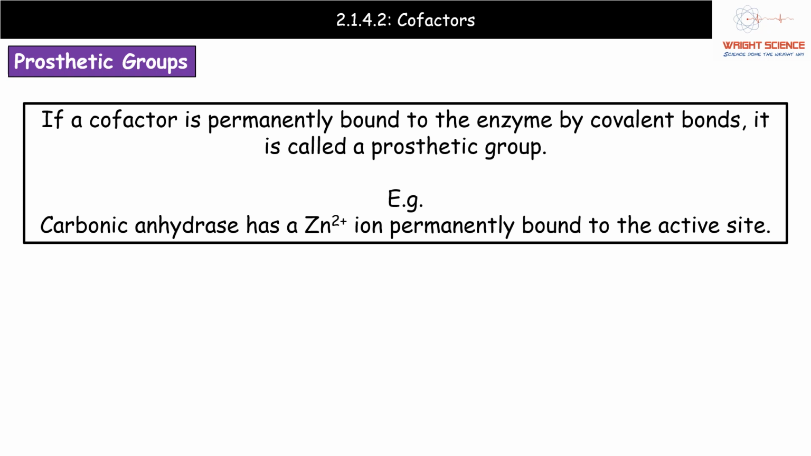And an example of a prosthetic group you should know is in the enzyme carbonic anhydrase. Then we will find that that has a zinc ion, Zn2+, permanently bound to the active site. So because that zinc ion is permanently bound to the active site of our carbonic anhydrase, we refer to it as a prosthetic group.